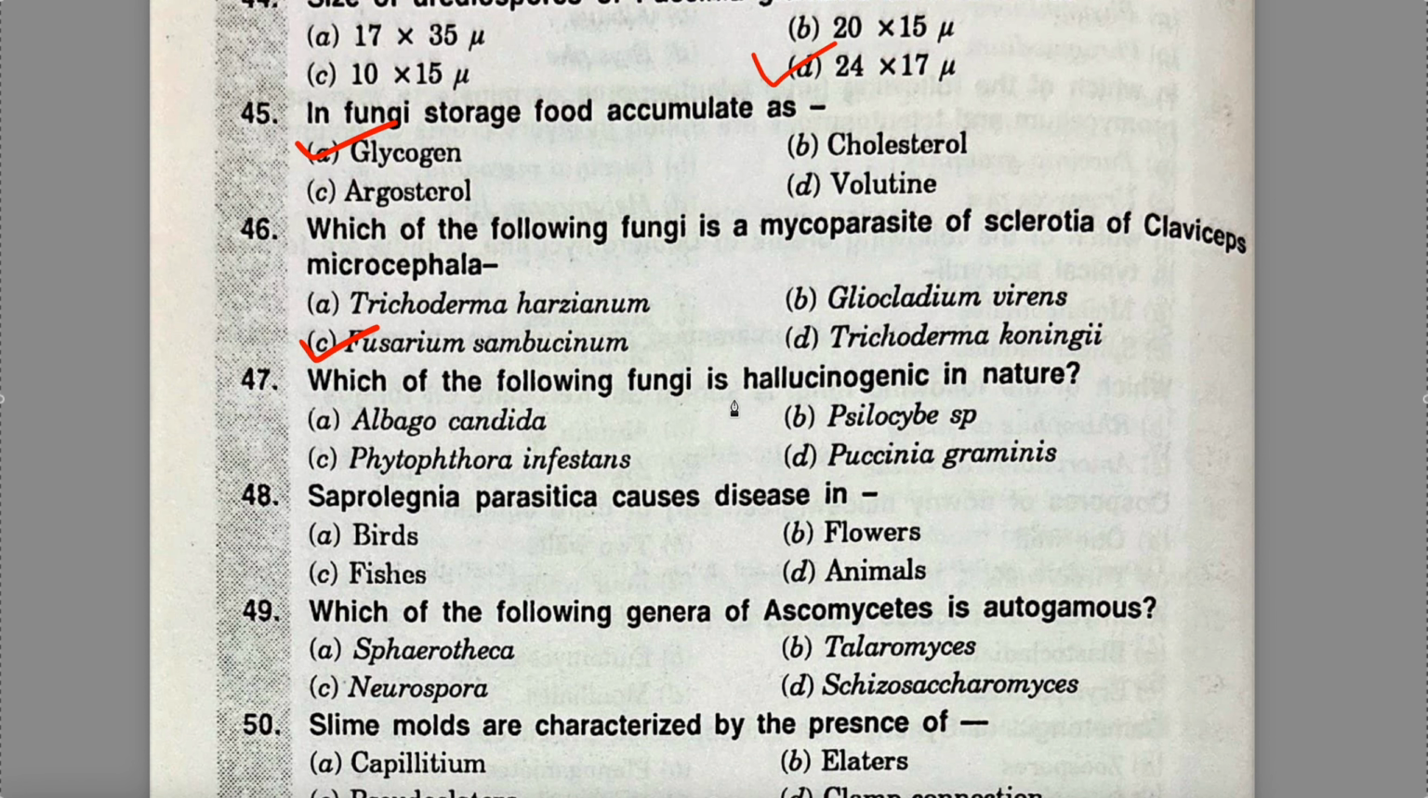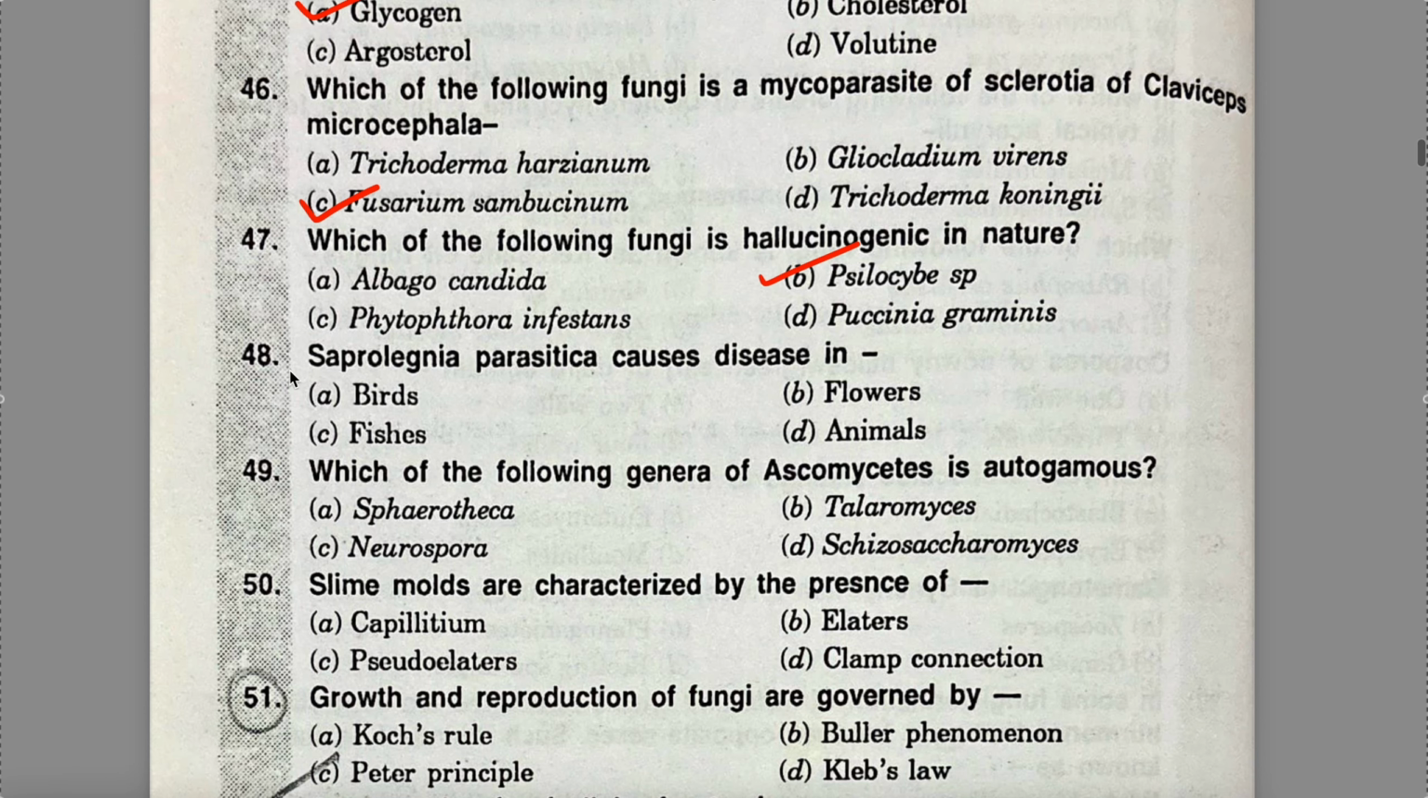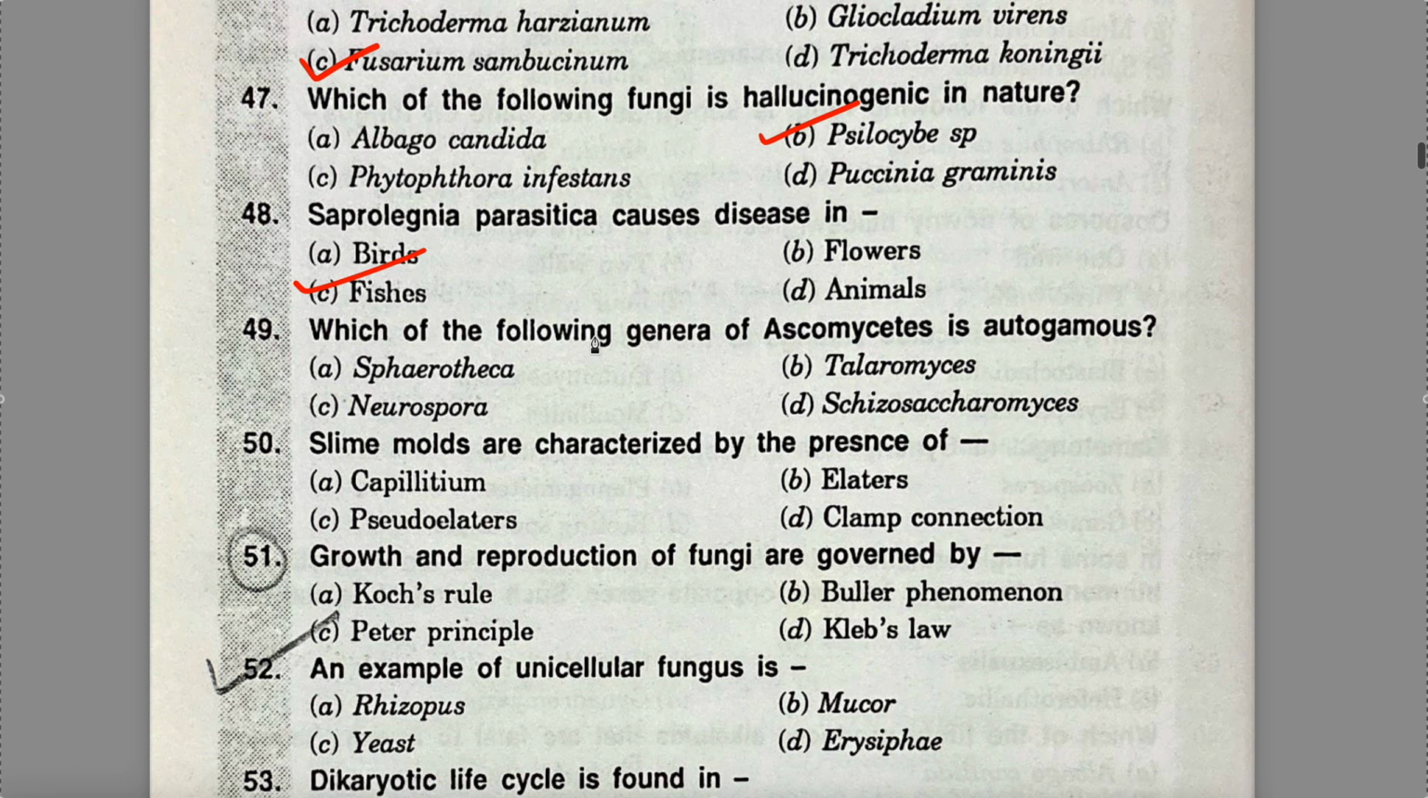47. Which of the following fungi is hallucinogenic in nature? Albugo candida, Psilocybe, Phytophthora infestans or Puccinia graminis? The option is Psilocybe. 48. Saprolegnia parasitica causes disease in birds, flowers, fishes or animals. Answer C, fishes.